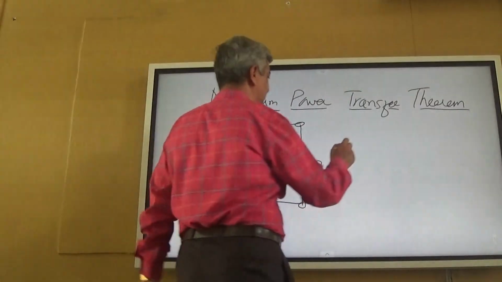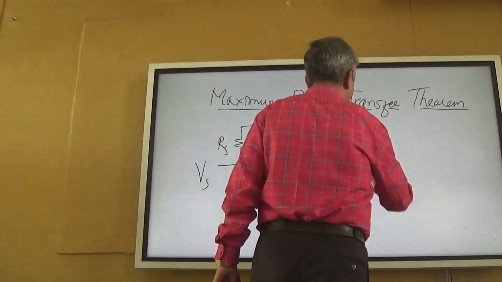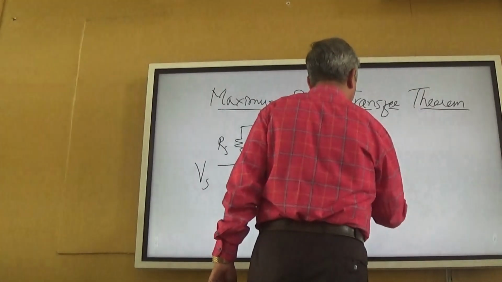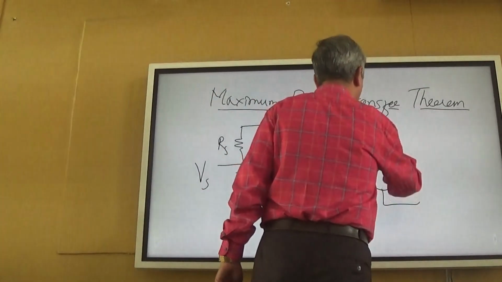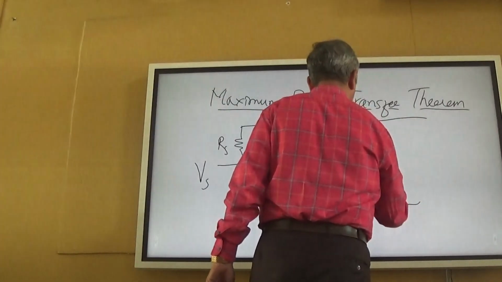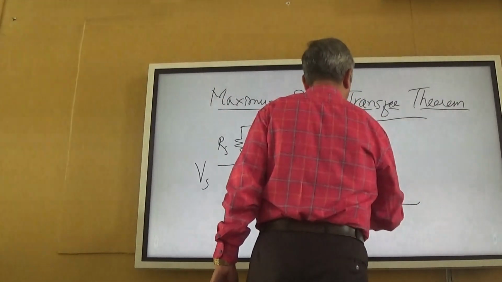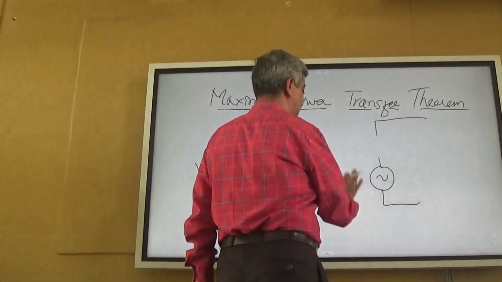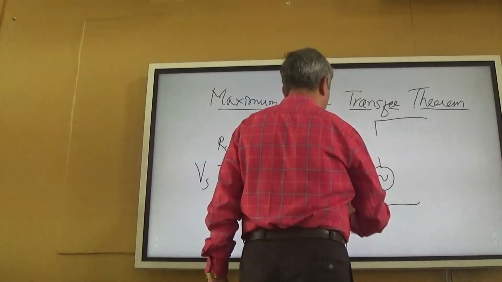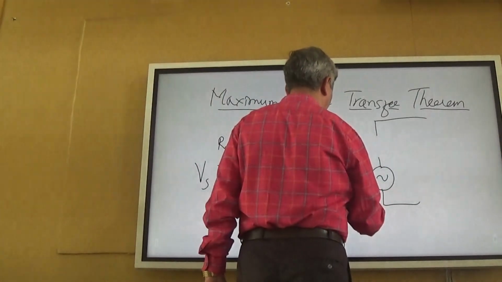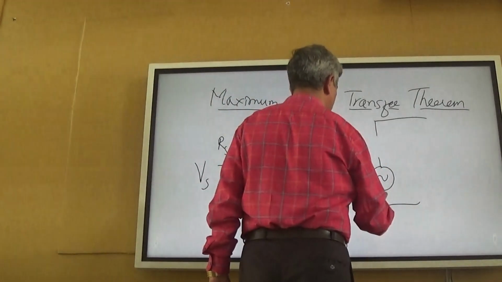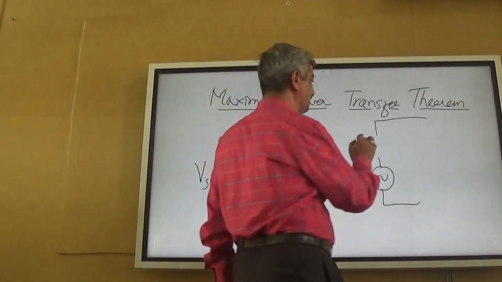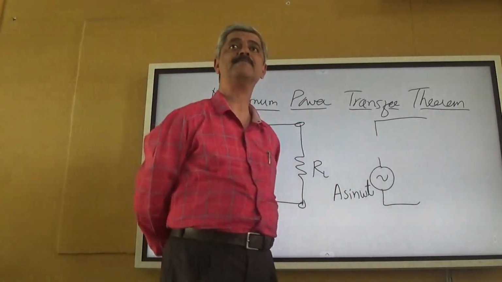So instead of DC, if I have an AC source, then this is the AC source. Vs, when it is an AC source, it must be A sin omega t. A sin omega t is the AC source. Then what would this be for the AC source?